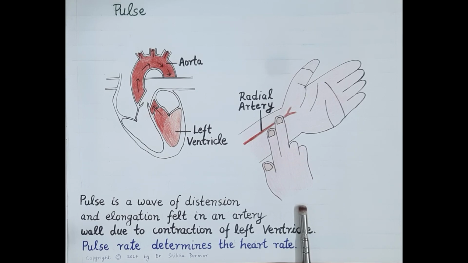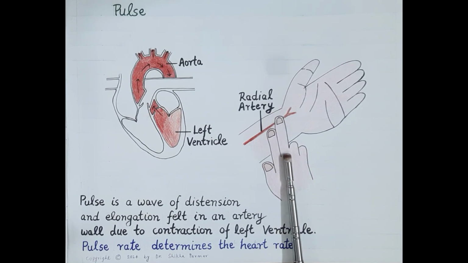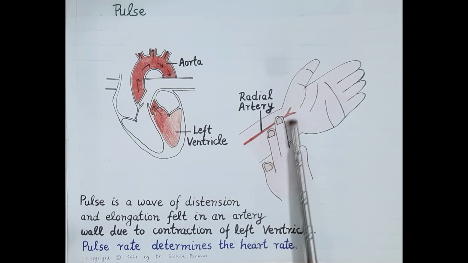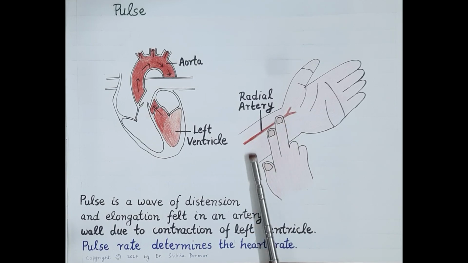Now the easiest way to determine pulse is to place our index finger and the middle finger on one of the superficial arteries like the radial artery in the wrist or the carotid artery in the neck. So look at this figure. This is the radial artery. Now gently press the radial artery with the fingers against the wrist bone.